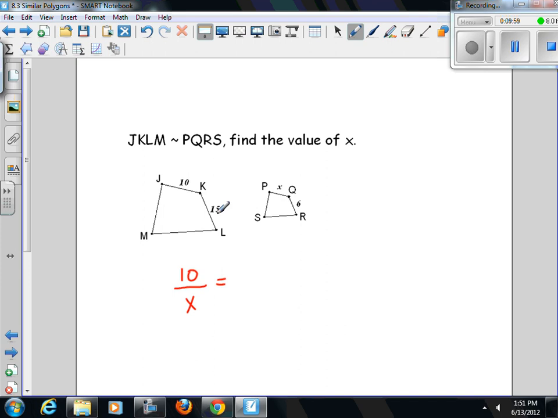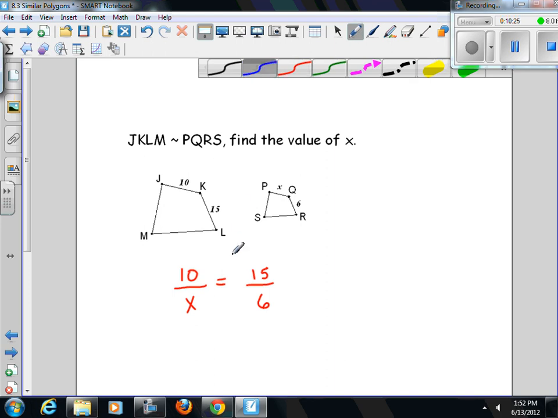That should be equal to the ratio of, well, the other two numbers that we know, it looks like, are 15 and 6, and those do correspond to each other in this figure as long as they're similar. So because KL and QR are both in the second and third positions, those sides do correspond. So we have 15 over 6.